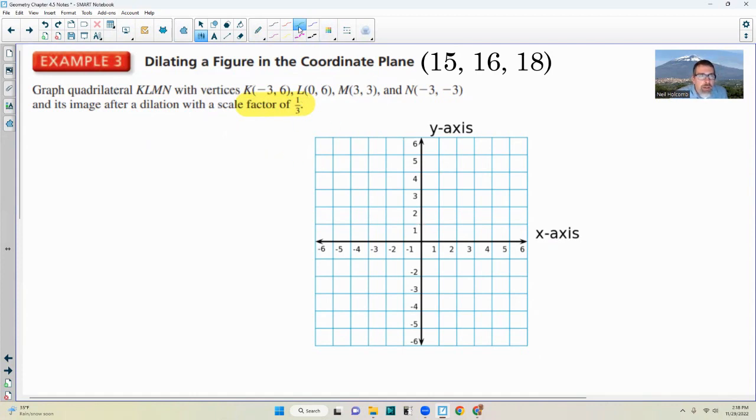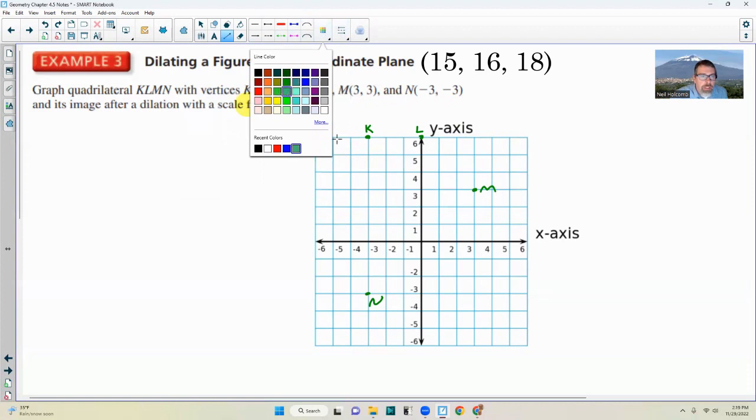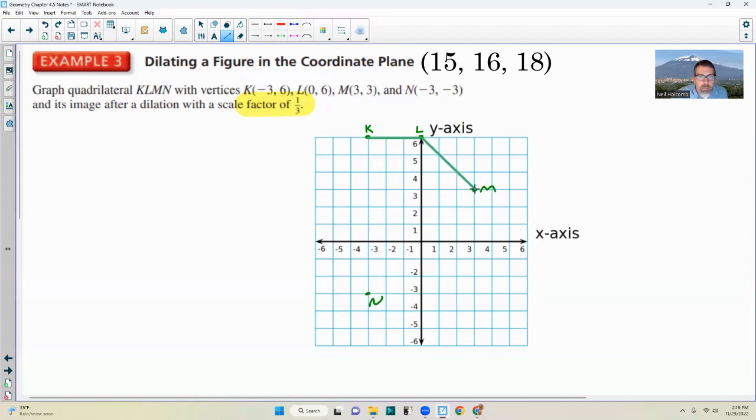So K is, I'll do this in green, K is -3, 6. So it's all the way up here at the top. L is 0, 6. So this is K. This is L. M is 3, 3. And N is -3, -3. So this is M, and this is N. All right, so now I'm going to connect them in green. So K, L, L, M, M, N, N, K. All right, so there is our quadrilateral KLMN.